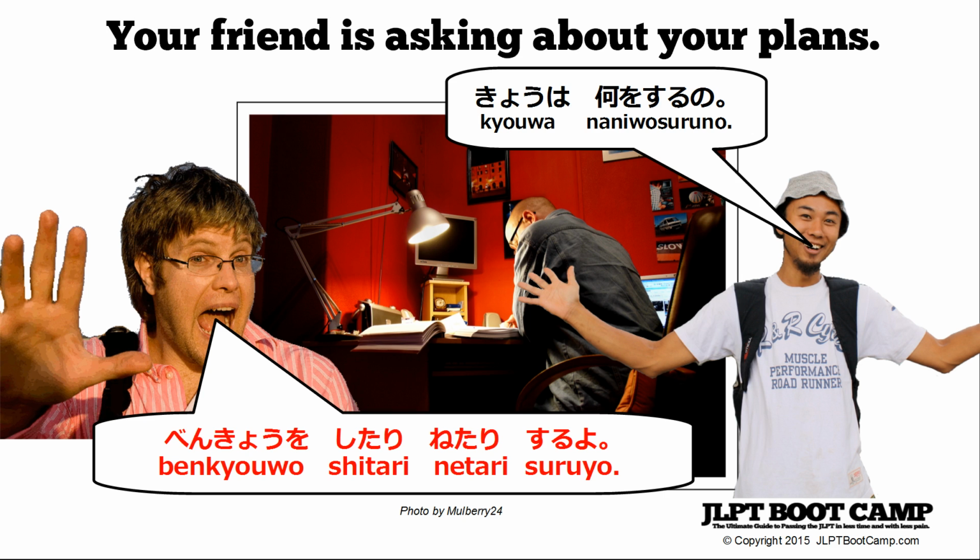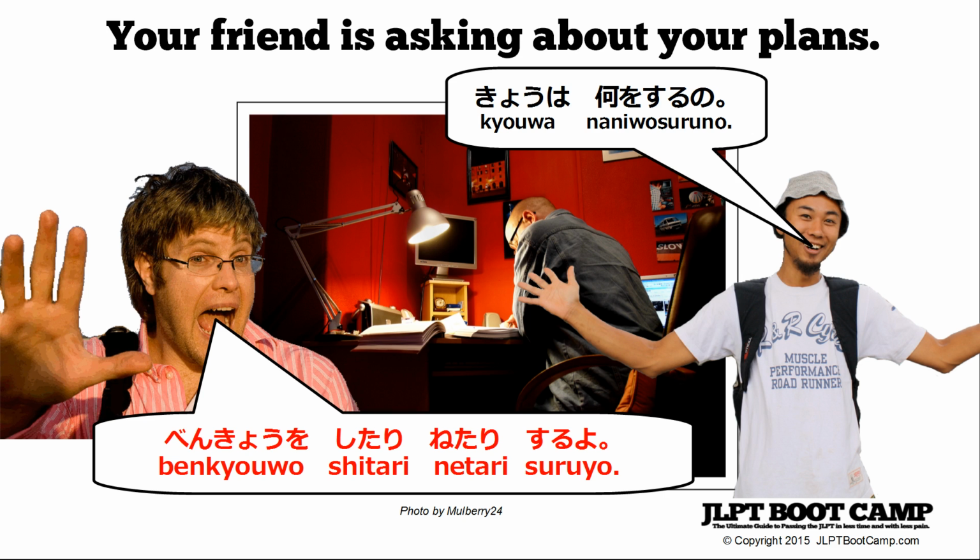And to set the scene, your friend is asking about your plans for the day, and he asks, "Kyou wa nani o suru no?" And kyou is today, of course. Wa is the topic marking particle marking the topic as today. Nani is what. O is the object marking particle. Suru. So what object are you doing? What are you doing? And no at the end here is a casual way to make a question. You won't see this in a lot of N5 books, but this is how a lot of people make questions casually, that end it with a no.